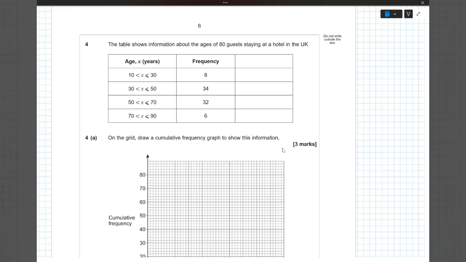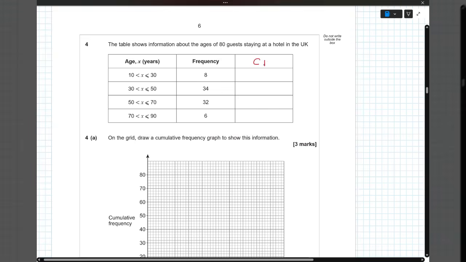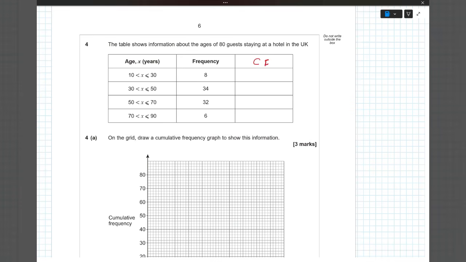This question involves a bit of cumulative frequency. The table shows information about the ages of 80 guests staying at a hotel in the UK. It says on the grid, draw a cumulative frequency graph to show this information. So we need to know what the cumulative frequency is. They give us a nice space.